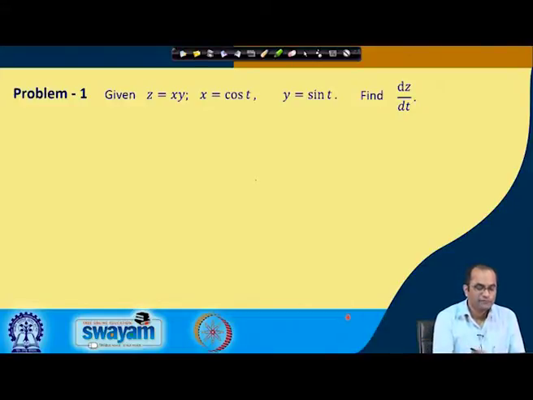So, one direct way would be to substitute this x and y into this function, and then we will have z as a function of t, which we can differentiate to get dz over dt.